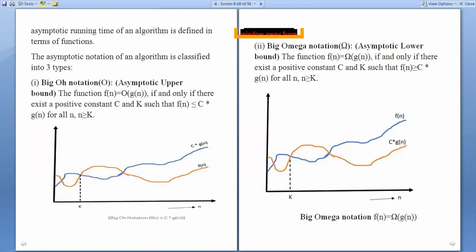Next, big omega notation. In big omega notation, we have the asymptotic lower bound. This comes under lower bound. See here in the graph, f of n is our function, and c multiplied by g of n is at the lower value. So this is the lower bound; below that we should not have. So f of n should be above c multiplied by g of n in the case of omega notation, since omega notation is an asymptotic lower bound.